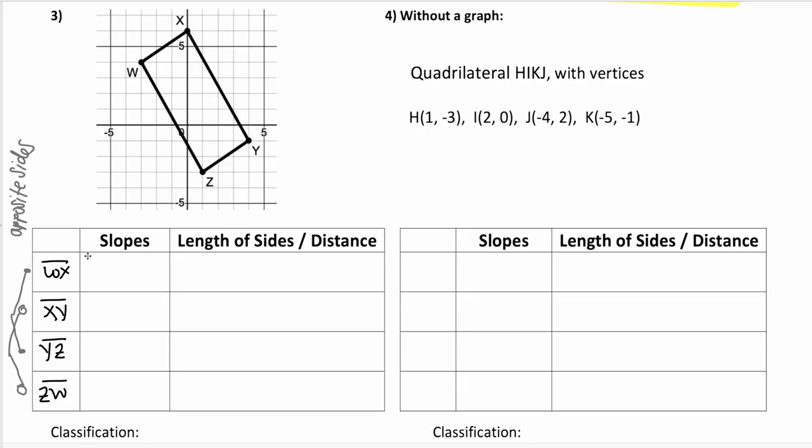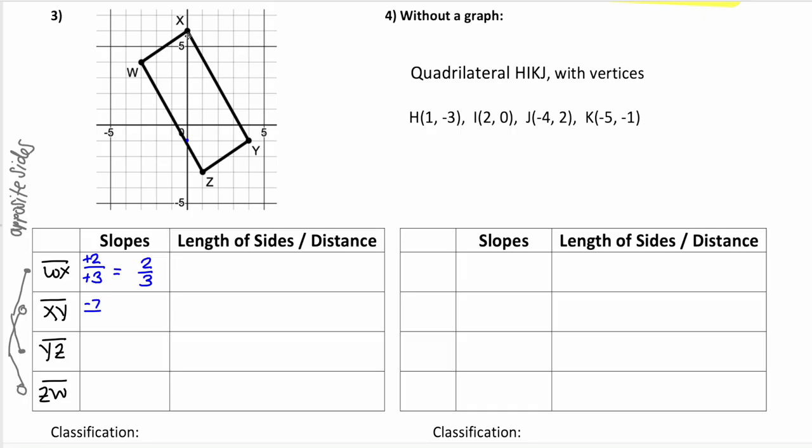So from W to X, my change in Y is 1, 2, so our change in Y is positive 2. Divided by our change in X, going to the right, so 1, 2, 3. It is a positive 3. So our slope of segment WX is 2/3. The next one is from X to Y. So from X to Y, I will go down. So that's going to be a change in Y of negative 1, 2, 3, 4, 5, 6, 7. Negative 7.